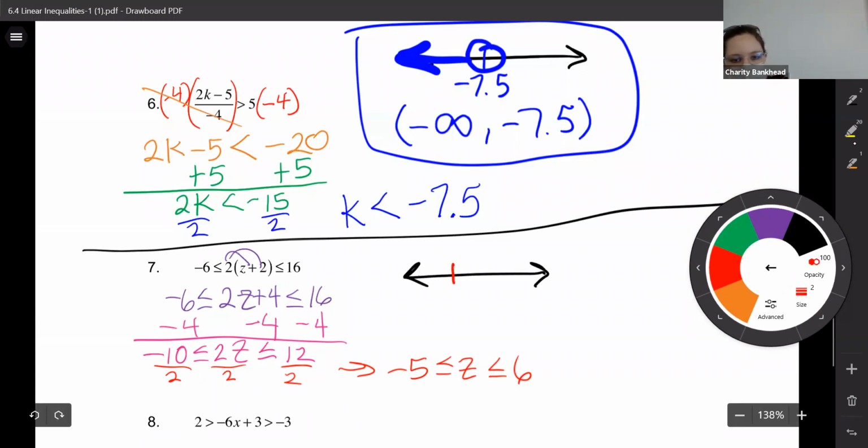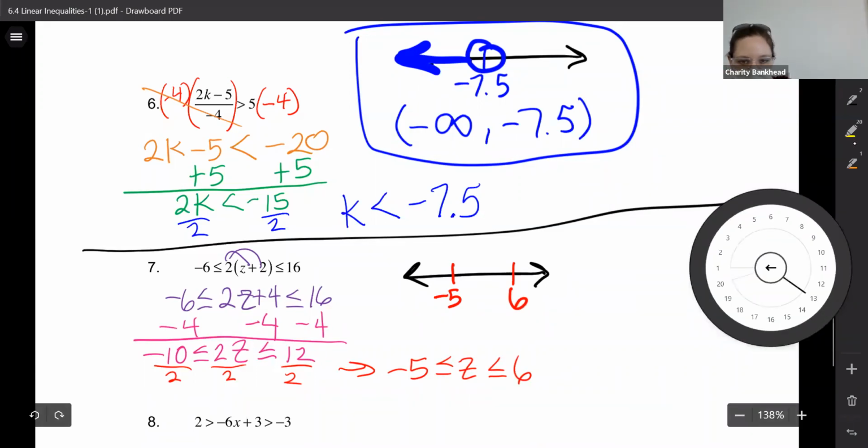So we're going to have the -5 on there and the 6 on there. And then they're both going to have solid circles. And we shade the middle. And then for the interval notation, it's going to be bracket -5, comma 6 bracket.